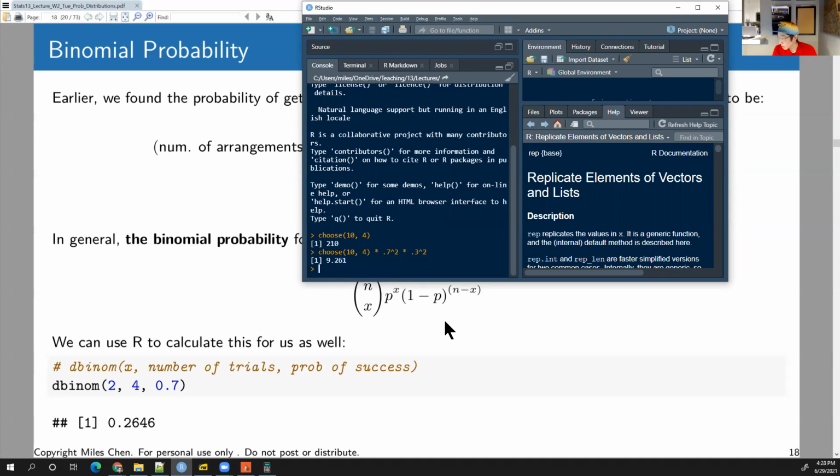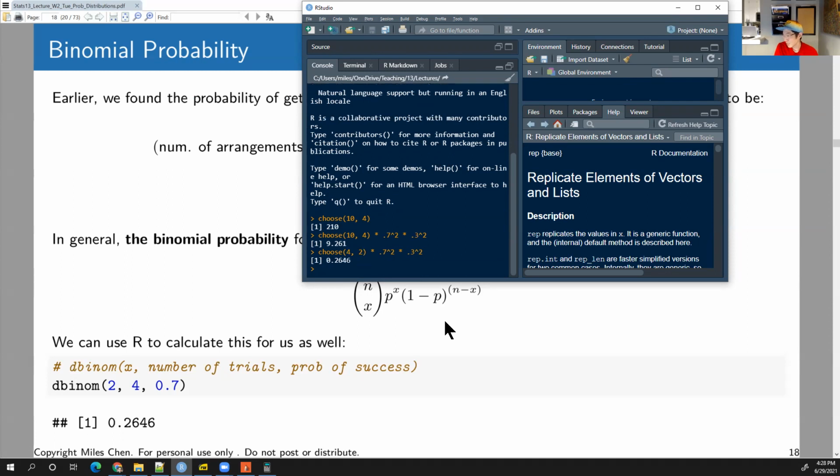And that is wrong. What did I do? Oh, not choose 10, 4. No, it's 4 choose 2. Okay, and that gives me the answer that I'm looking for, 0.2646.